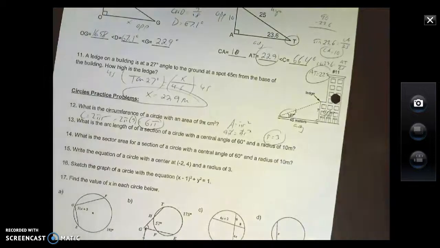Now if I plug it back in over here, 2 times pi times 3 is 6 pi. Done. Alright? What is the arc length of a section of a circle with a central angle of 60 degrees and a radius of 10 meters?